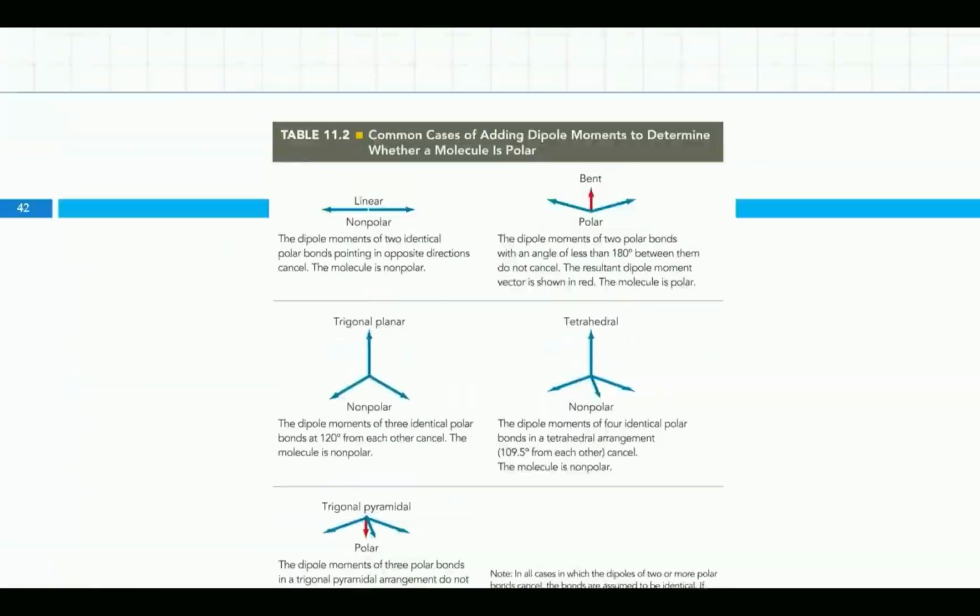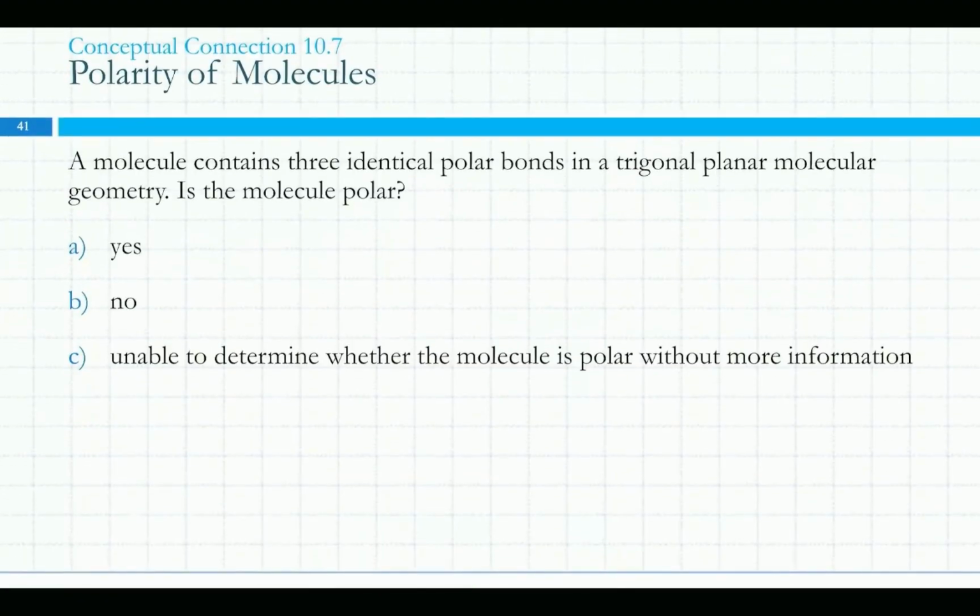Okay, so let's go look at these two real quick. A molecule contains 3 identical polar bonds in a trigonal planar molecular geometry. Is the molecule polar? Would all 3 of those fluorines cancel each other out? They would. Do I have any lone pairs? Around the fluorines, yes. Around the central atom, no. So a complete Lewis structure would be nope.